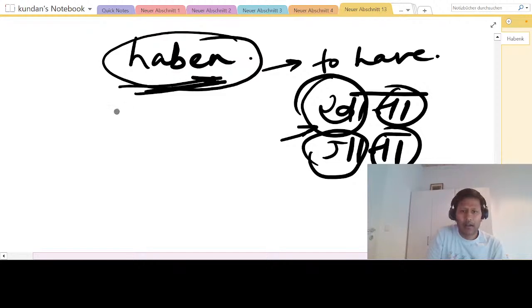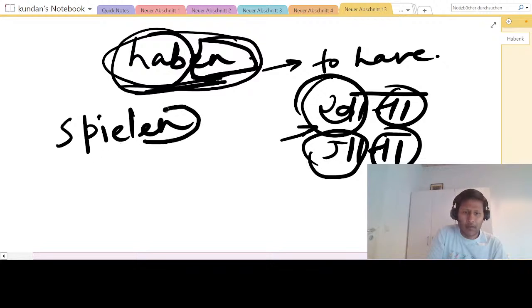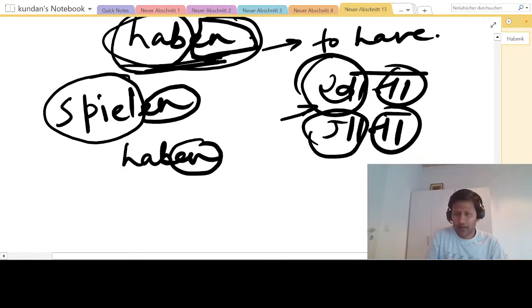Similarly, here we have this main thing, have, and this ending we always have to remove. For example, you have several verbs, spielen. You have to remove this part, keep the main part, and then do the conjugation. So here, haben: we will remove the en and then we will do the conjugation.